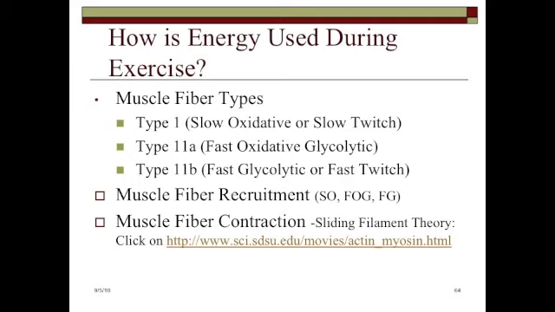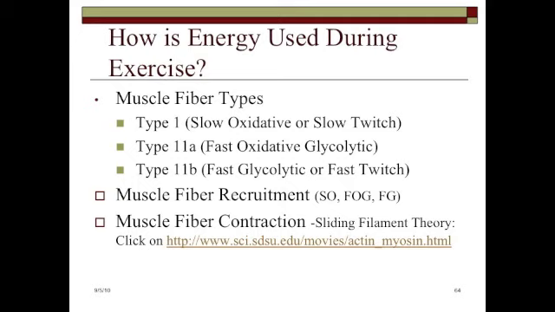Muscle fibers can be divided into 3 categories depending on their color and preference of speed of twitching. Type 1, slow oxidative or slow twitch, are usually used during endurance sports and are reddish in color, representing the increased oxygen flow. Type 2A, fast oxidative glycolytic, are pinkish in color and are used during intermediate activities. Type 2B, fast glycolytic or fast twitch, are white and are used in more anaerobic type activities. Muscle fibers are recruited generally in the order of SO, then FOG, then FG.